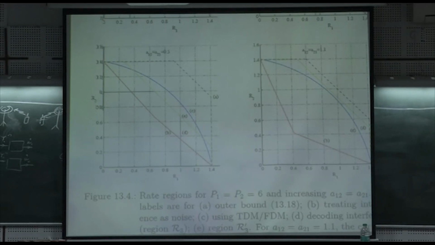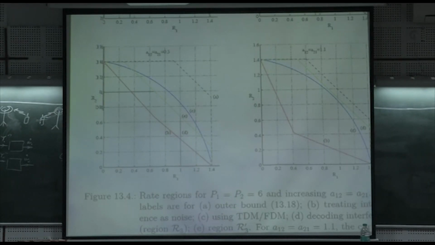Now we see treating interference as noise is terrible, of course, because the interference is really strong. TDM, FDM doesn't budge, but now decoding interference does better. In fact, in this case, we'll show in just a moment that this green curve is optimal. The green region is the capacity region for that problem. One of the few cases where the capacity region is known.